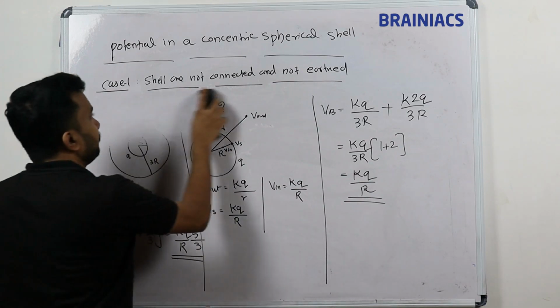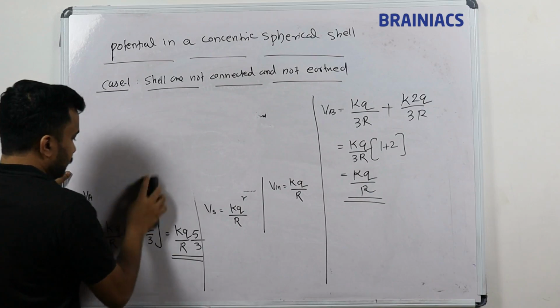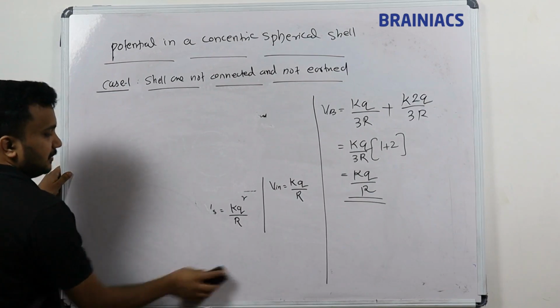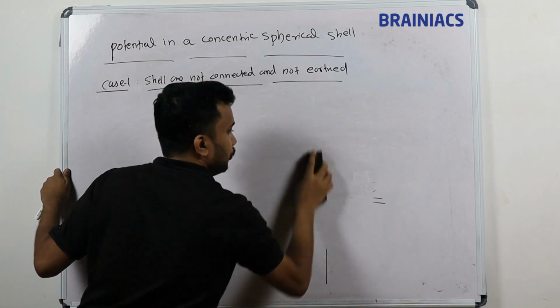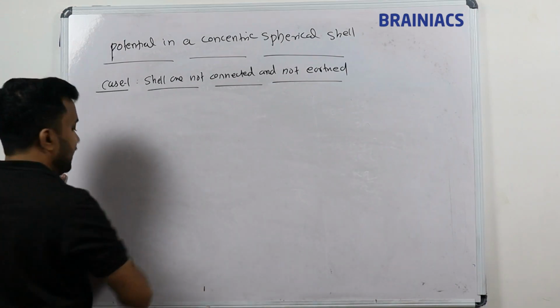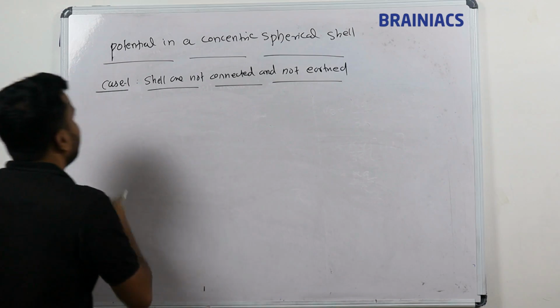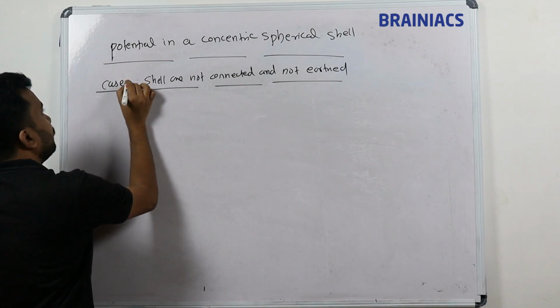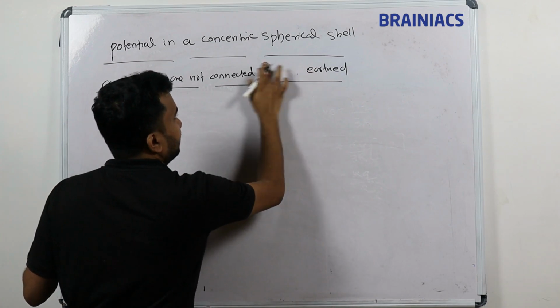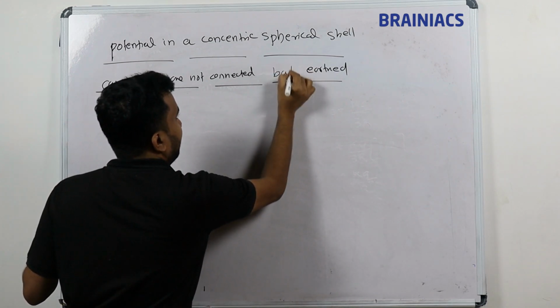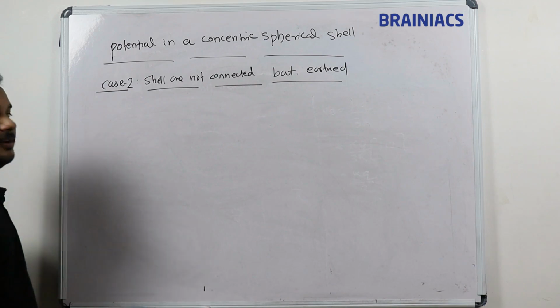Okay, fine. So in the first case, understand, in short there are no physical connections and there is no earthing. In case number 2 it's slightly different. In case number 2, what we are going to do, shells are not connected but earthed.